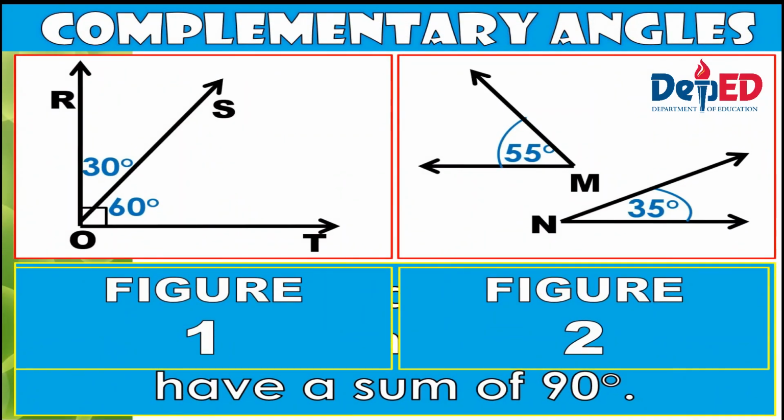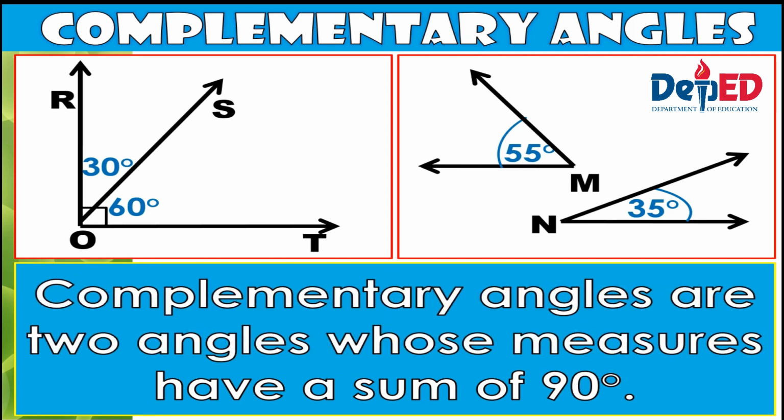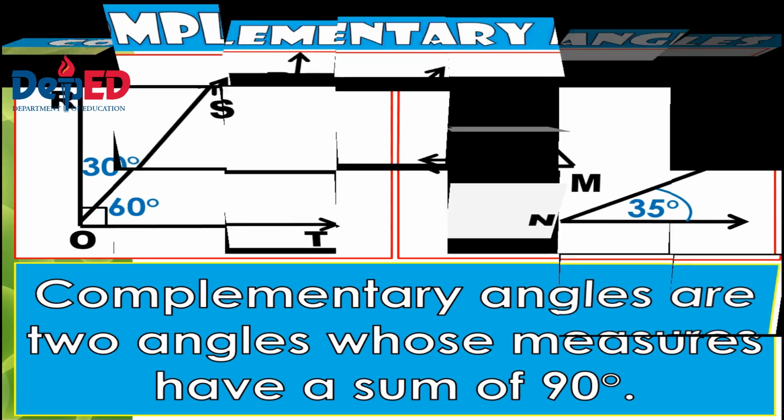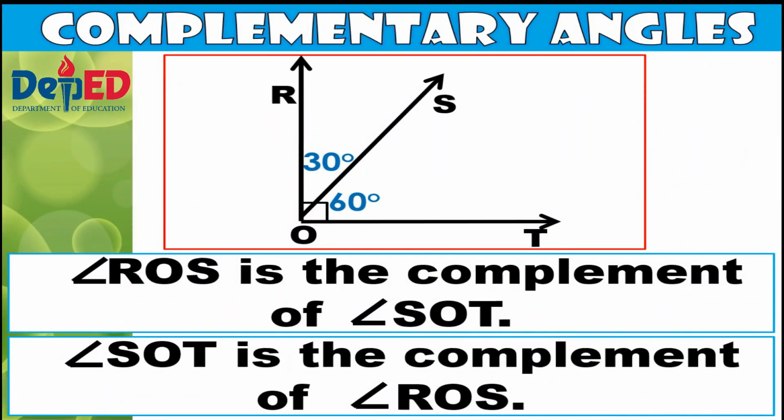Again, we have two figures, figure 1 and figure 2. Observe the measures of their angles. Okay, complementary angles are two angles whose measures have a sum of 90 degrees. Let us have examples.